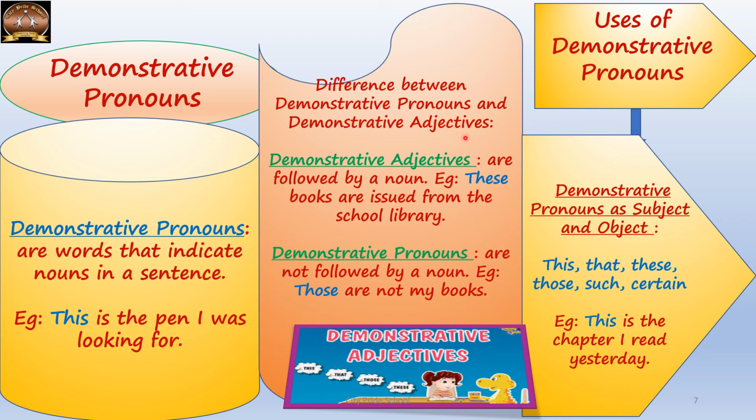Now we have demonstrative adjectives also. The same thumb rule which I told you in the last slide applies to identify an adjective and a pronoun: a demonstrative adjective will have a noun immediately after it, like in this sentence, these books are issued from the school library. Books is immediately placed after these, so these is a demonstrative adjective. Whereas in those are not my books, here those is a demonstrative pronoun because it does not have a noun. Instead, it has a helping verb. So once again, this, that, these, those, such, and certain are pronouns which help to point out towards a particular noun in a sentence.